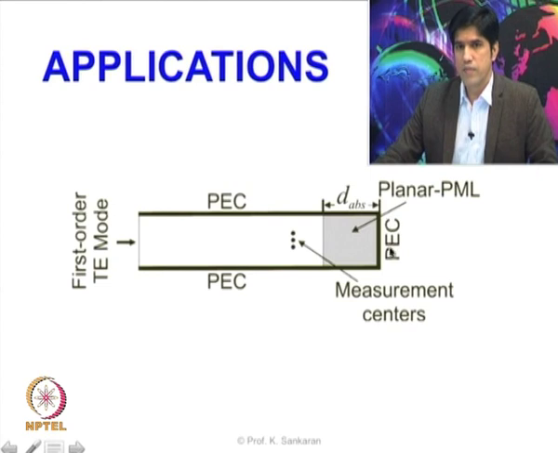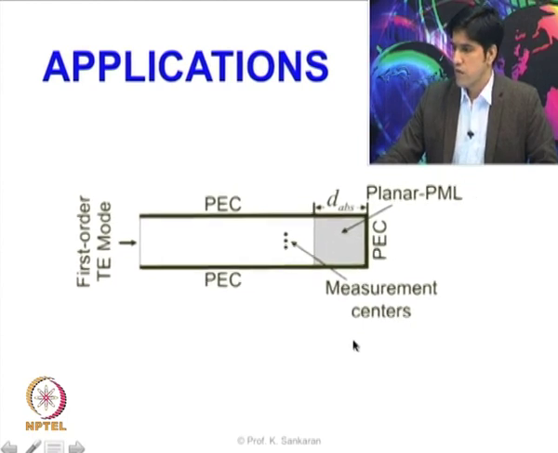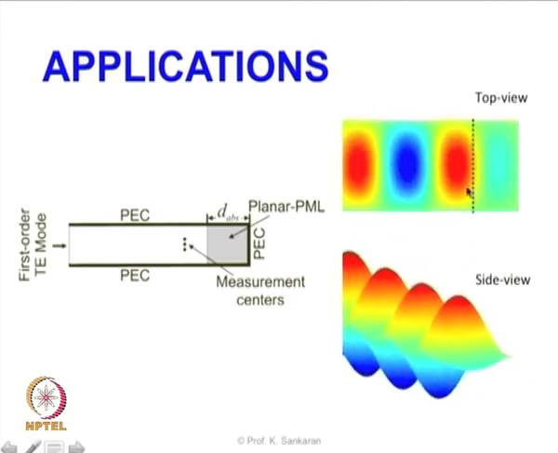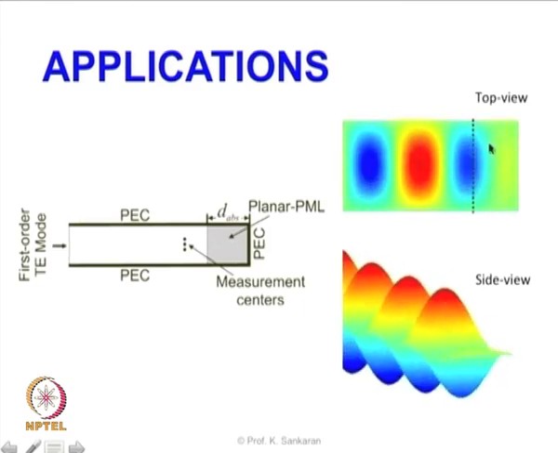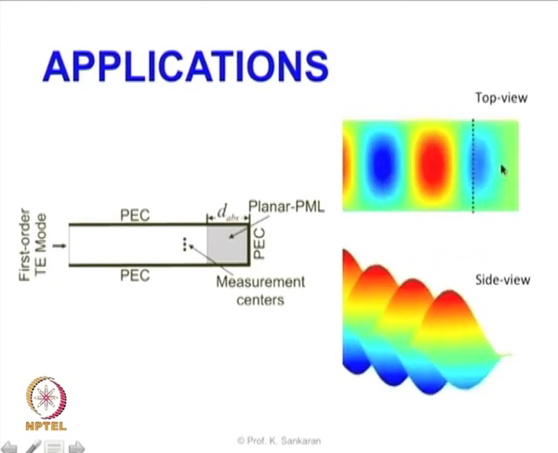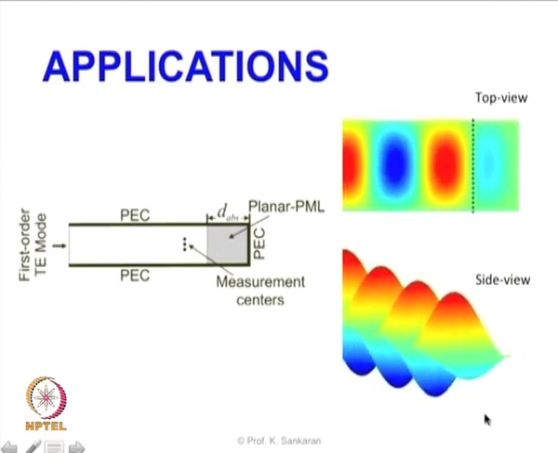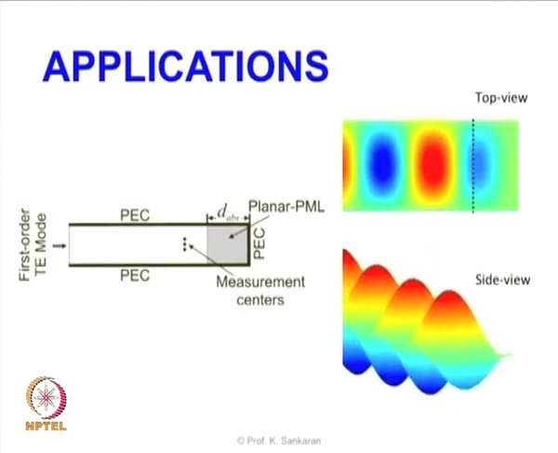We are truncating the PML also using a PEC, and as we said, we have DABS, which is the thickness of the absorber. With this geometry, you can see how the truncation looks for a practical waveguide simulation. This is the top view, and you can see the PML layer is starting from here, and you are able to see what is happening in the PML layer, and this is a side view. The operation is very much as expected.